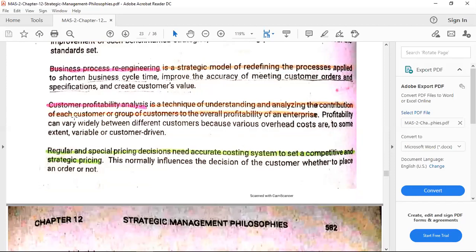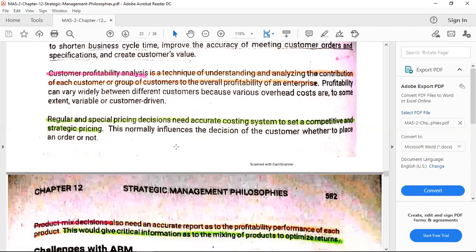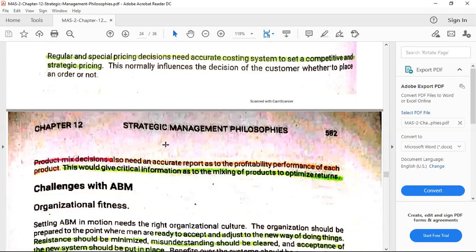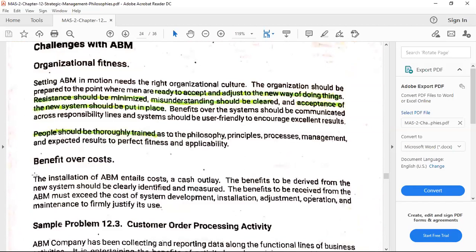For profitability analysis, we want to check how profitable we are in terms of customers. Then pricing also is very important because for some customers, you would be costing differently as to the others. And strategic or long-term pricing is important, which can change any time soon. Product mix is also important because some products or goods or services can be saleable more than the others.